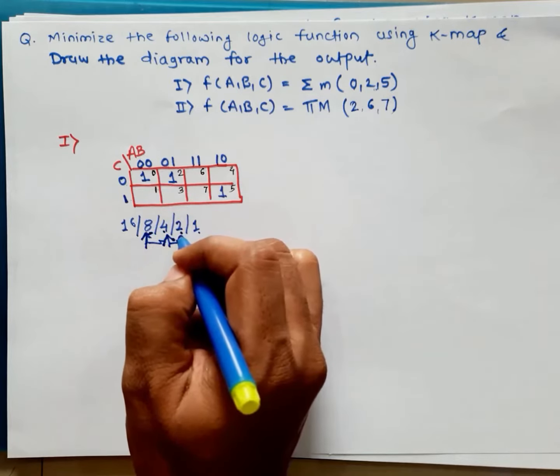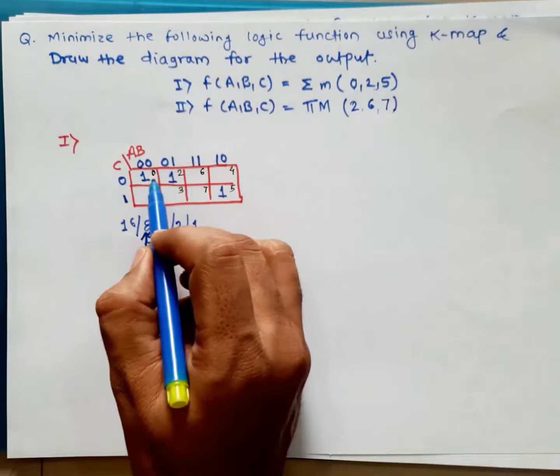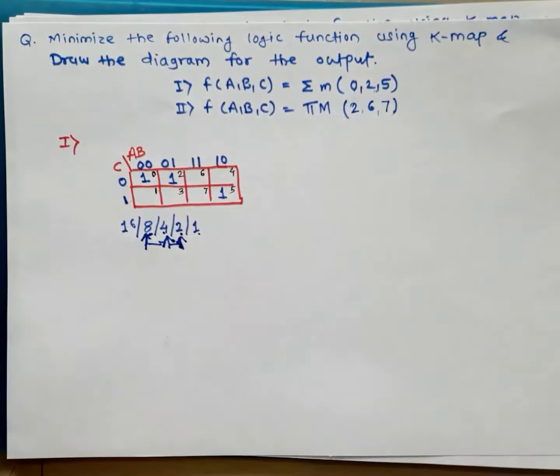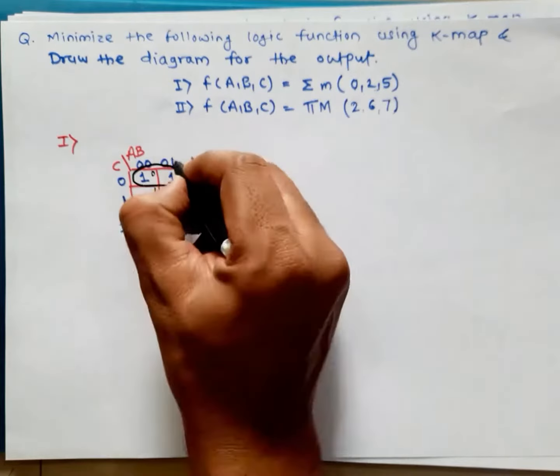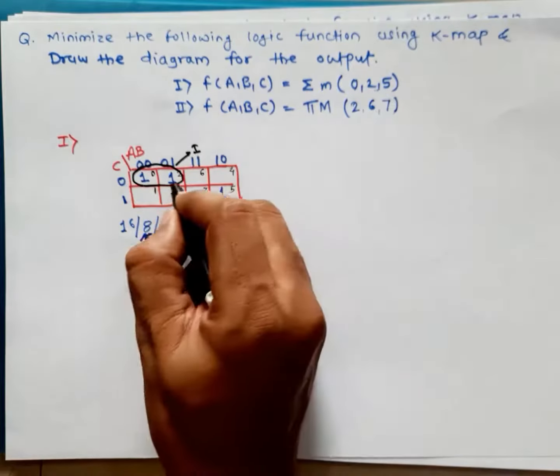Can we make a group of 2 adjacent cells? Yes, because here if you observe 0 and 2, both are adjacent to each other. So we can make a group of these 2 cells, and then we can assign the group number. Group number, it is easy.